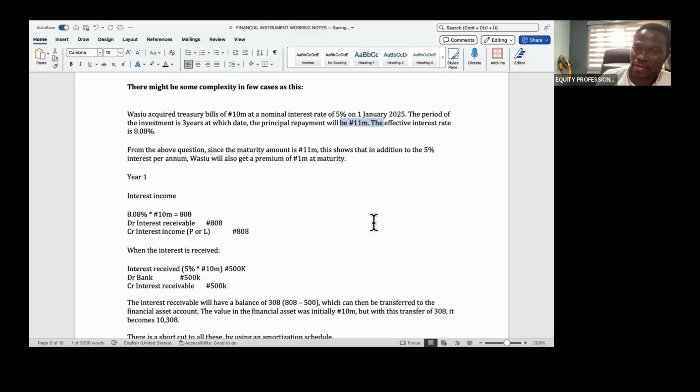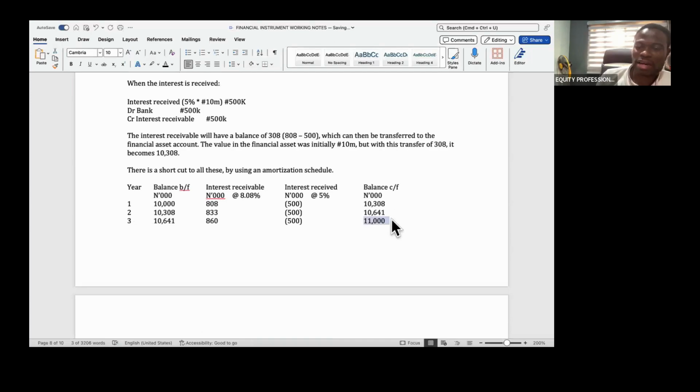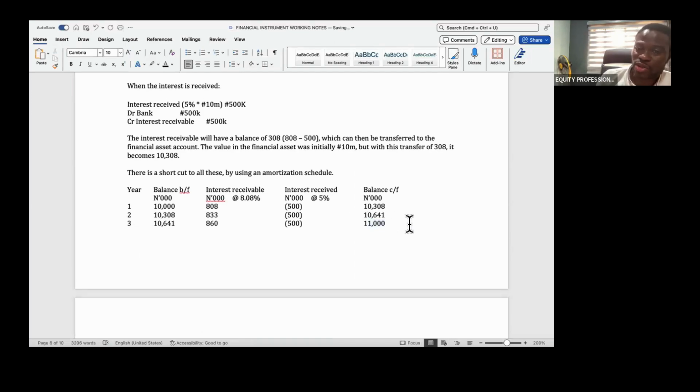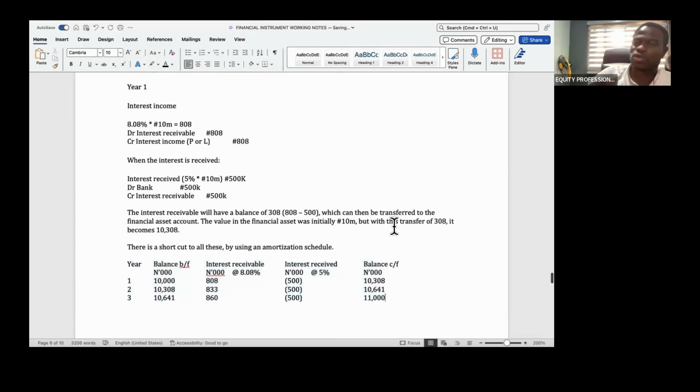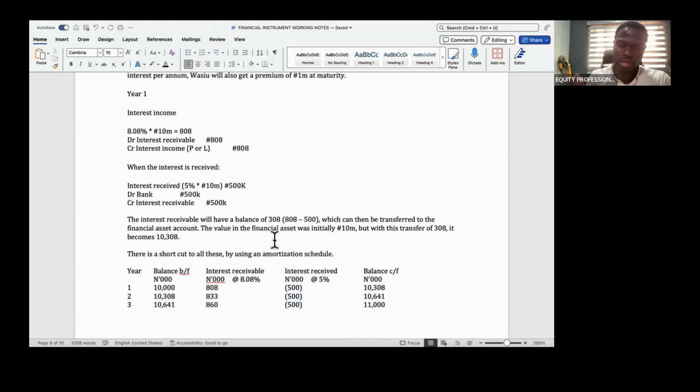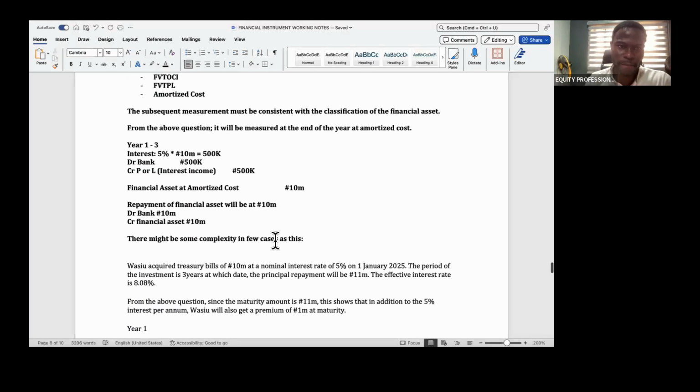that they will repay, which is where I want to be, because I need the balance in my financial asset account to be 11,000. So this table is very important in a situation like this. So this is where you would have some complexity around amortized costs. And aside this one, the other one is very straightforward for subsequent measurements.